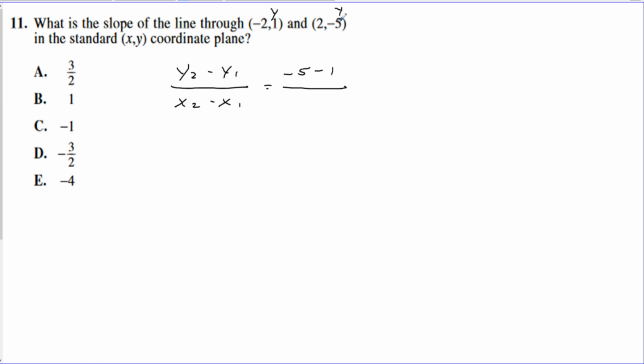Since I started with the -5, when I move on to my x values for the denominator, I have to start with the 2, which comes from the same coordinate pair. So I'm going to say 2 minus -2. That's going to be -6 on the top, and I'm going to get a +4 when I add. So that would be -3/2, and that's choice letter D.